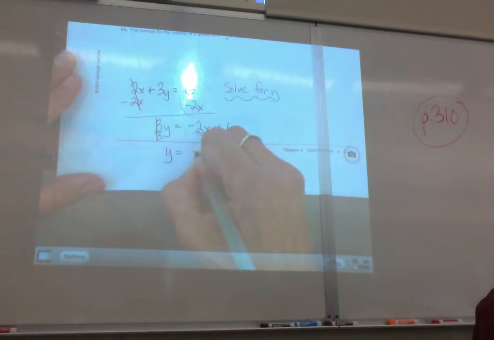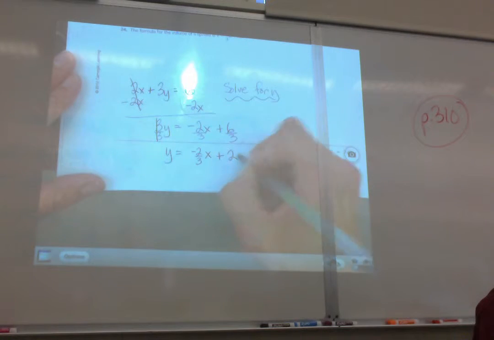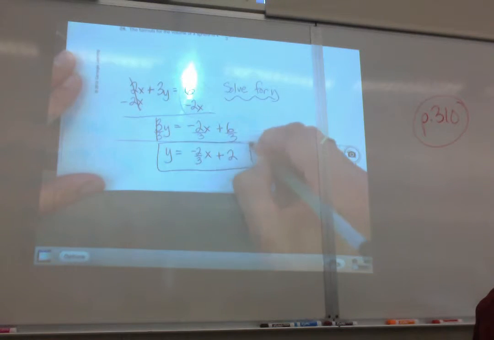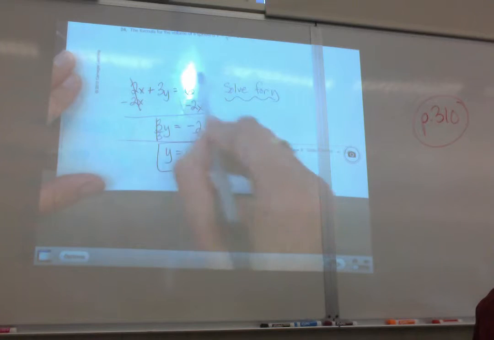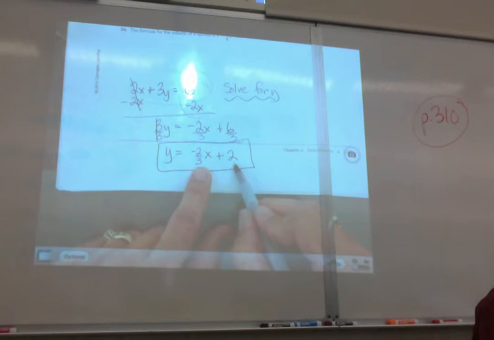Now we leave this as a fraction. It doesn't reduce. But what's 6 divided by 3? 2. The reason we might want to change that to a different form is that now it's in slope-intercept form. We could graph it. Now it's in y equals form. Maybe we want to put it into our calculator and use it in a table. But sometimes you need to rearrange stuff.